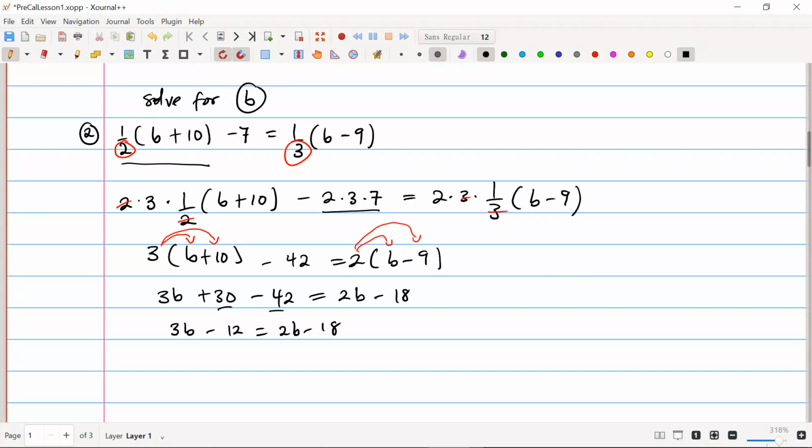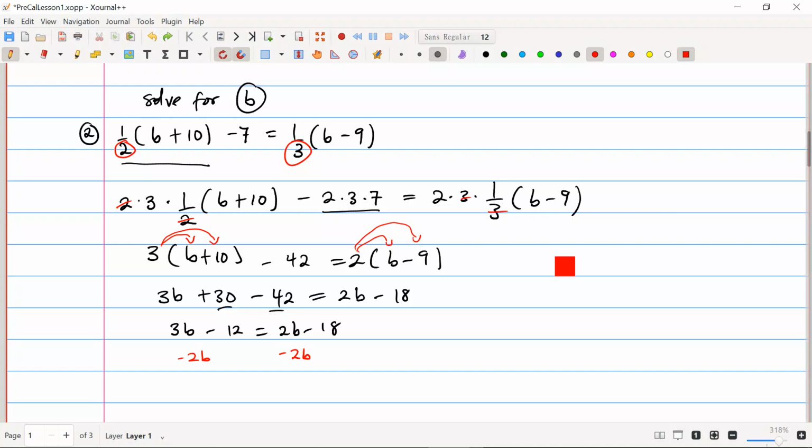So one thing we can do, I'm going to do this straight away. First, I want to group all the b's on the left side and all the numbers on the right side. So if I want to group all the b's on one side, I want the b's to come to the left side. I have 2b here, so if I subtract 2b from this side and subtract 2b from this side too, the 2b on this side will go to 0, right? So I'll have 2b minus 2b, that will give me 0.